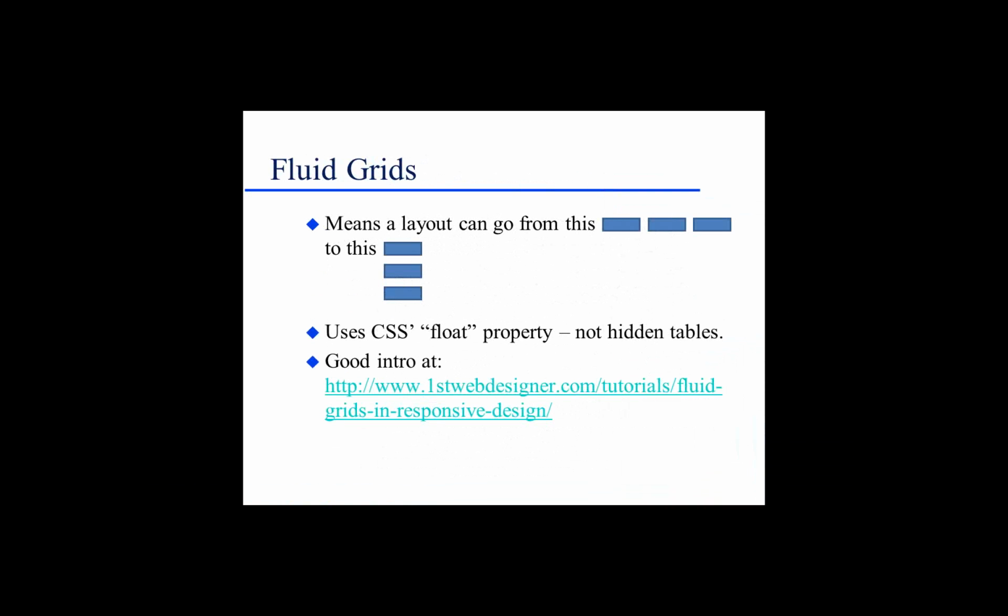But the problem is that when the user displays your output on a narrower screen device, like a tablet or a phone, because the images are in a table, they can't reformat themselves, and you wind up with a horizontal scroll bar. What we want is a way to set up a layout that can go from horizontal to vertical automatically. And we do this using the float property in the CSS. Don't use hidden tables. And there's a good intro at this URL that I have here, good intro of what fluid grids are.